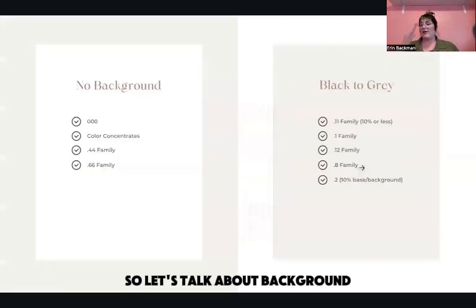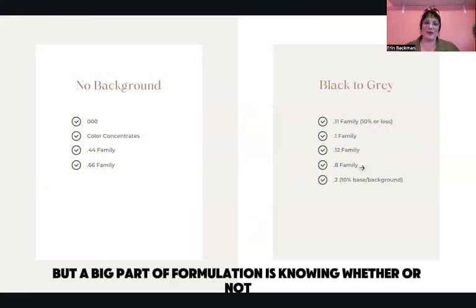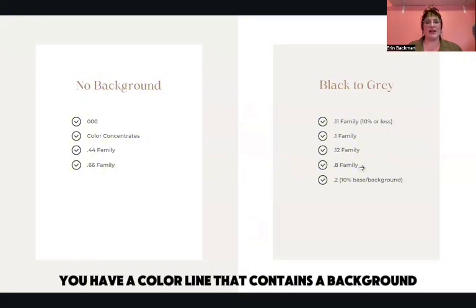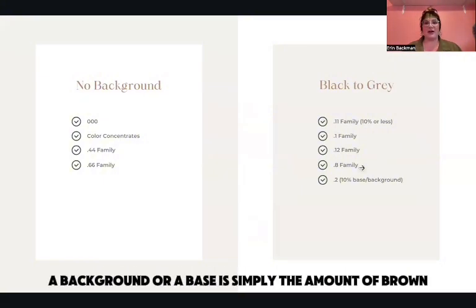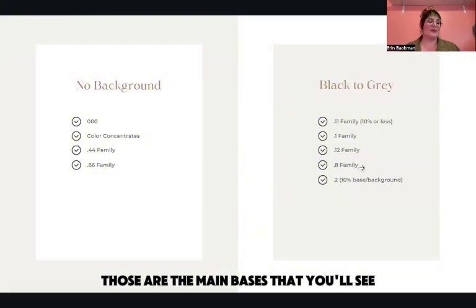So let's talk about backgrounds and how those exist in color lines. So we've talked about how to formulate, but a big part of formulation is knowing whether or not you have a color line that contains a background. Now, what is a background? A background or a base is simply the amount of brown or black and gray that a color has. Those are the main bases that you'll see.